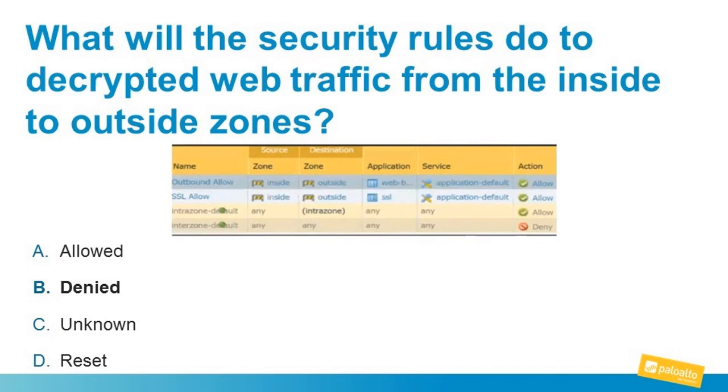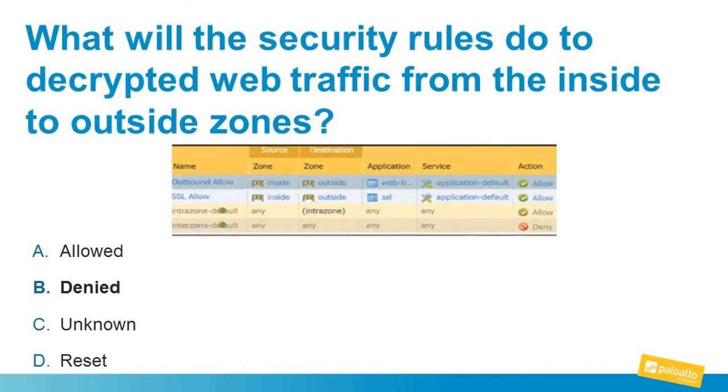From a networking perspective, decryption doesn't change the port. Therefore, even though the layer 7 information tells us it's web browsing, it's still on port 443. If we look at the service column in that first rule, it says service application default. And what's the default port and protocol for web browsing? TCP 80, not 443.